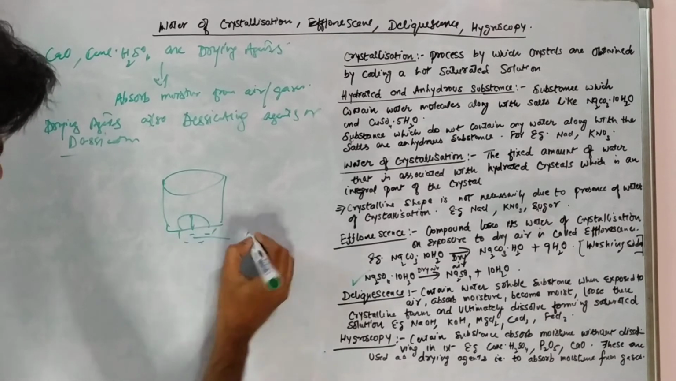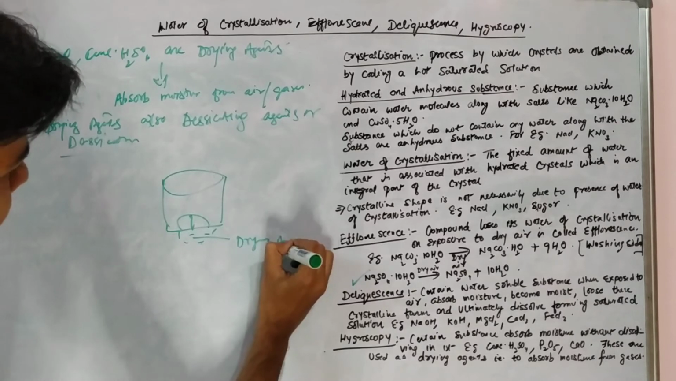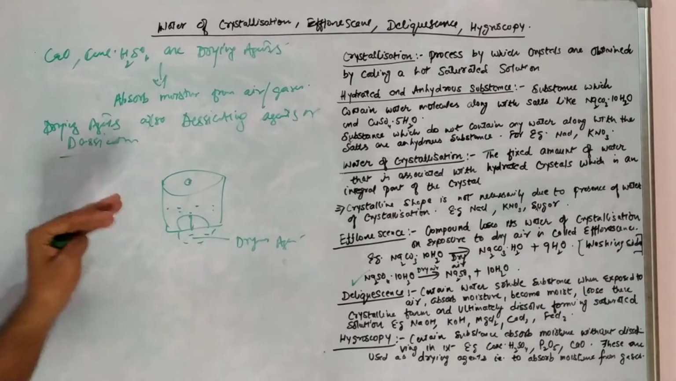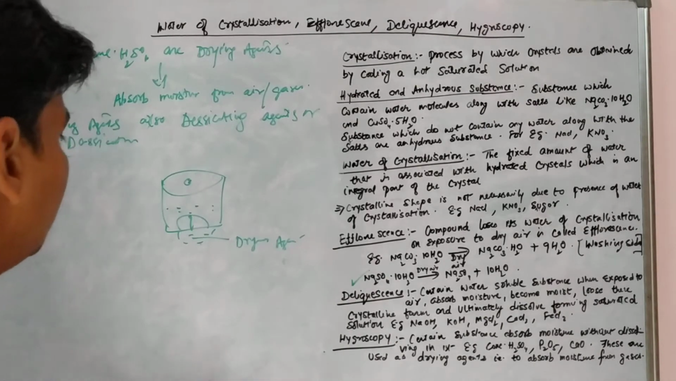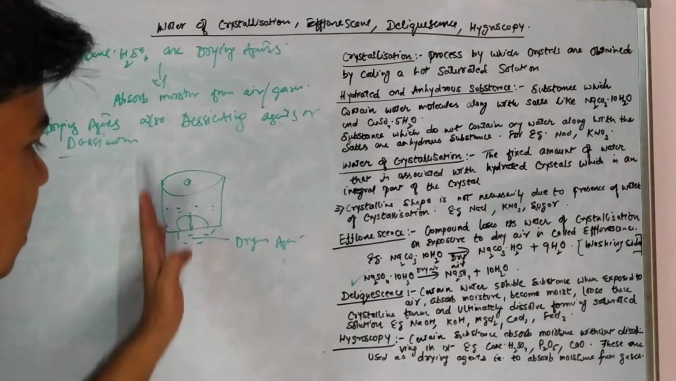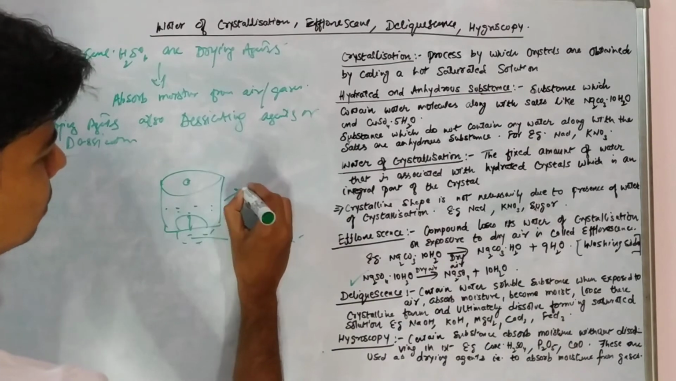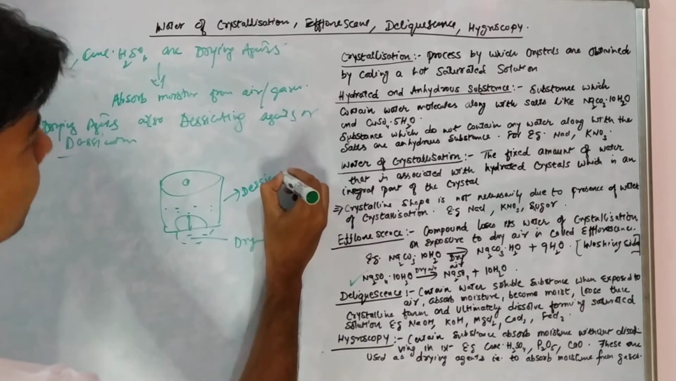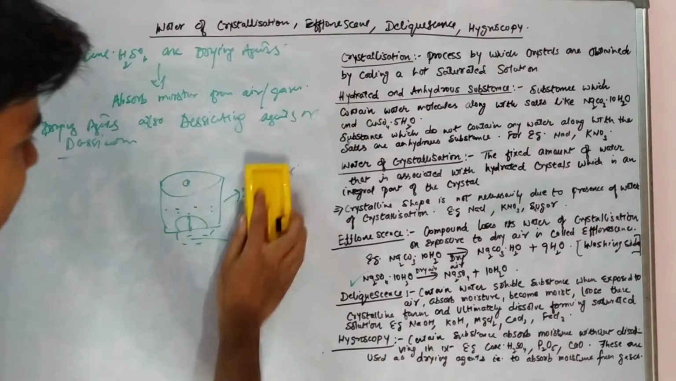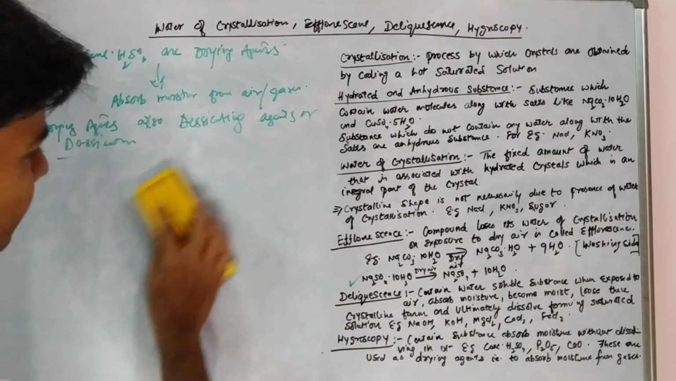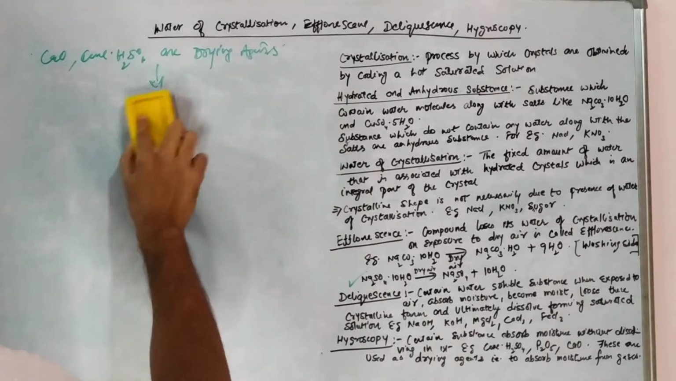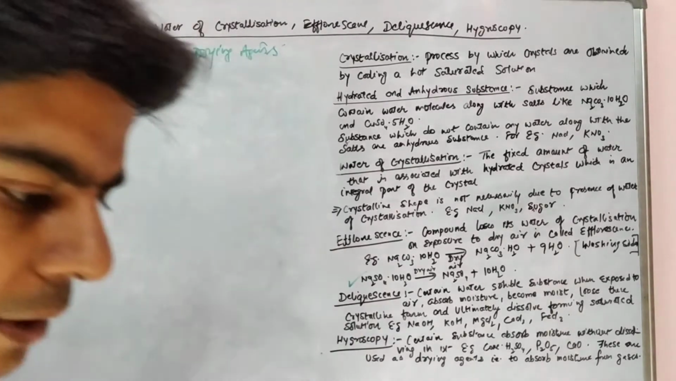Here you can put a drying agent, and it's an airtight container. You can put any substance from which you need to remove moisture. This is what we call a desiccator. Now we have something called a dehydrating agent, which is a little similar to these, but a little different.